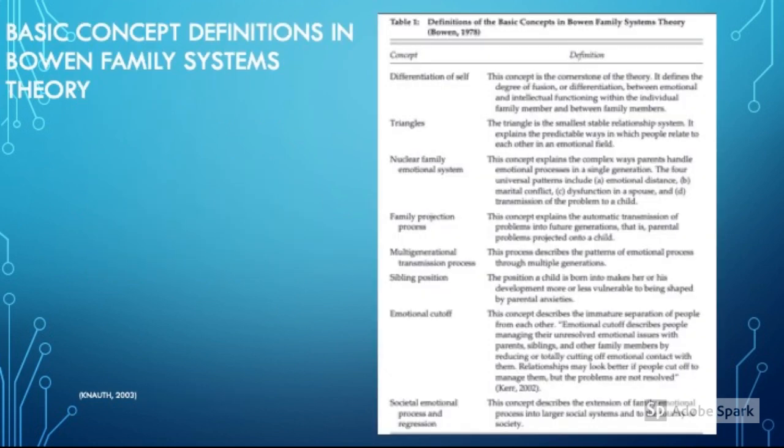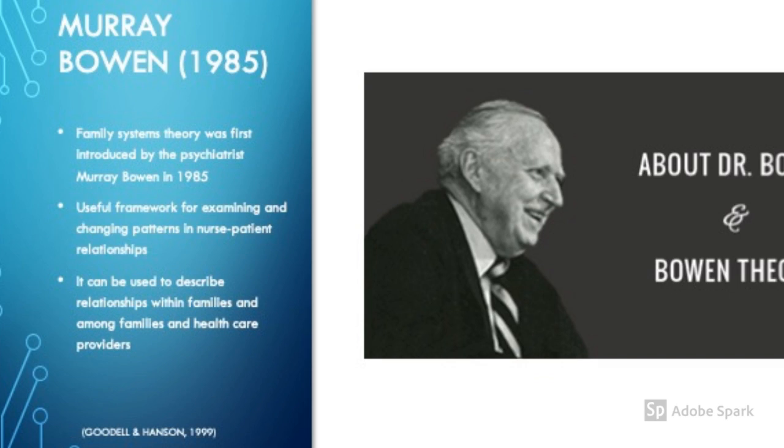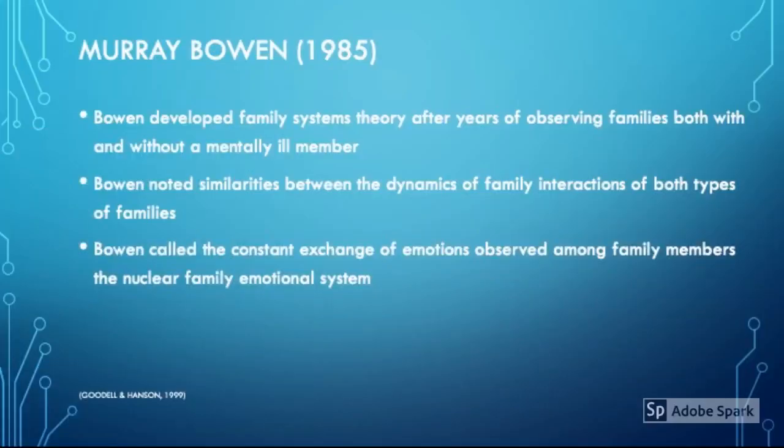In this slide, I decided to choose a table that further describes the definition of the basic concepts in Bowen's family systems theory. The family systems theory was first introduced by the psychiatrist Dr. Bowen in 1985. This was a useful framework for examining and changing patterns in nurse-patient relationships. It can be used to describe relationships within families and among families and healthcare providers.